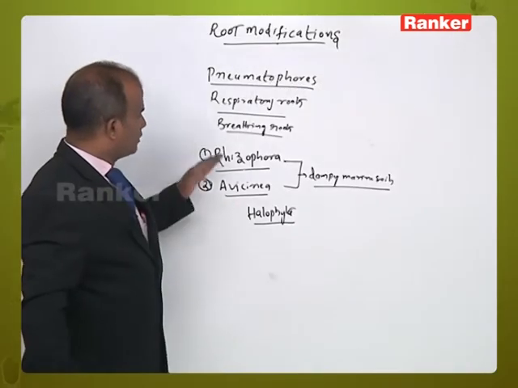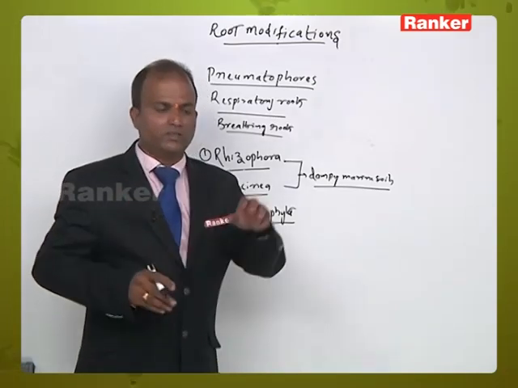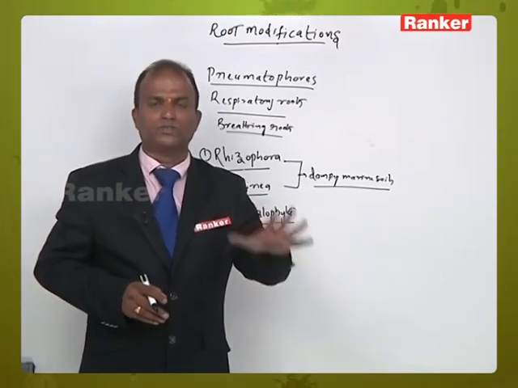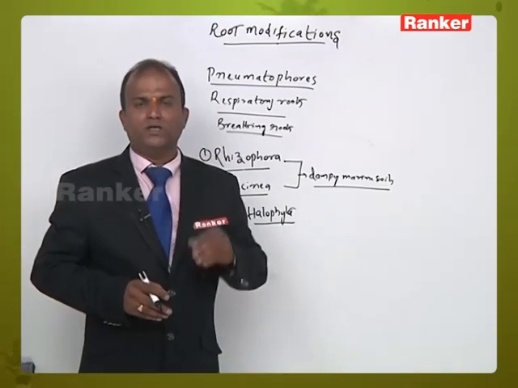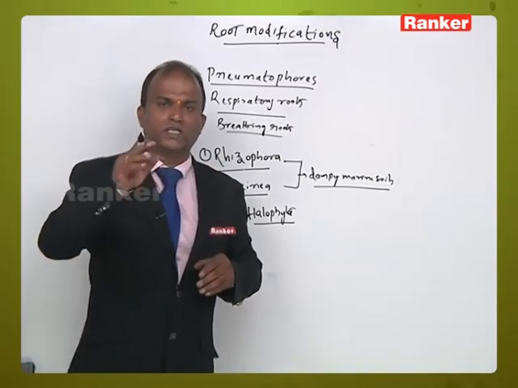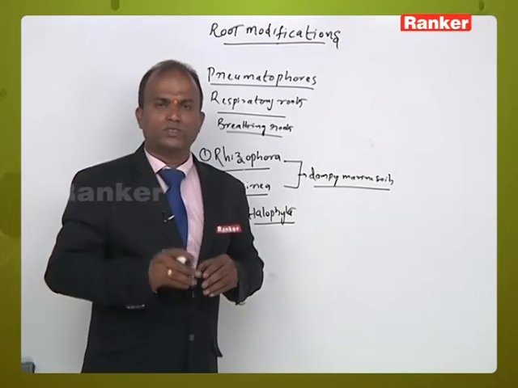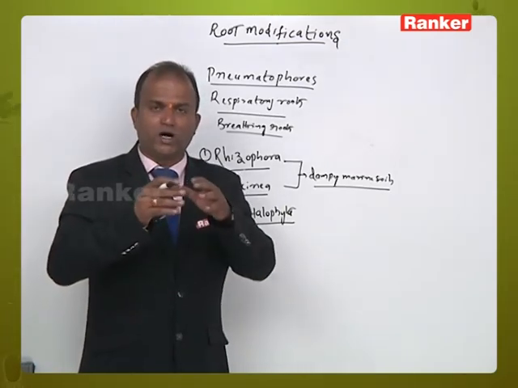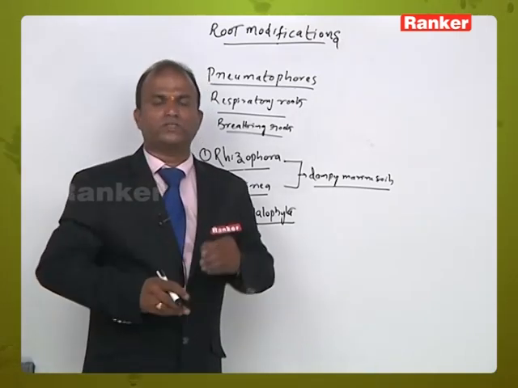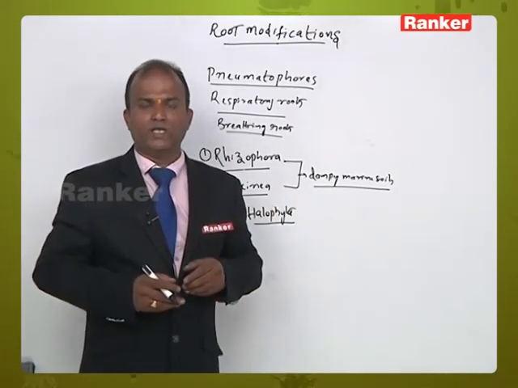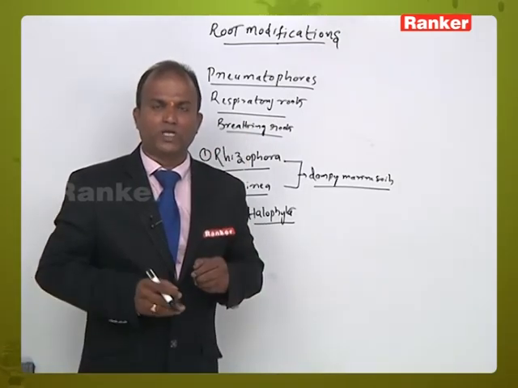And here, Rhizophora and Avicennia have to get their oxygen from the soil. Is the soil poor in oxygen? Yes. Why? Because the pore spaces are completely filled with water, due to which there is no oxygen in the soil. That means the soil is poor in oxygen. For their survival, they have to absorb oxygen, but that oxygen itself is poor in the soil.